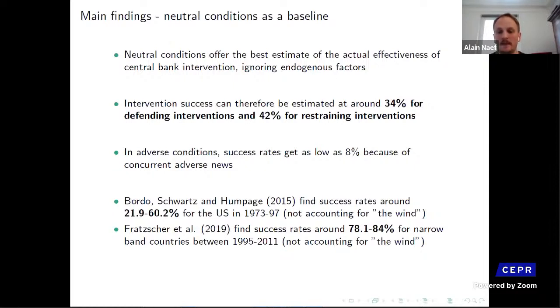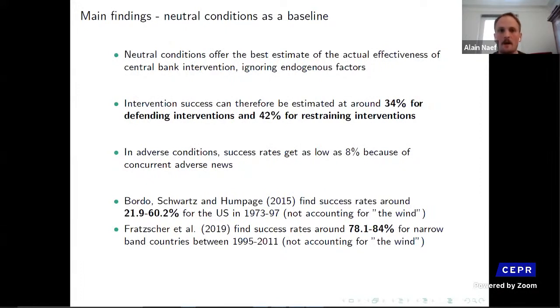And again, they do not account for the direction of the wind. And here, for all the narrowband countries, they found a success rate of between 78 and 84%. So it's a huge success rate when you compare it to what I find either against the wind or what I find in sort of market neutral conditions, which would be the true effect of central bank intervention, if you will.